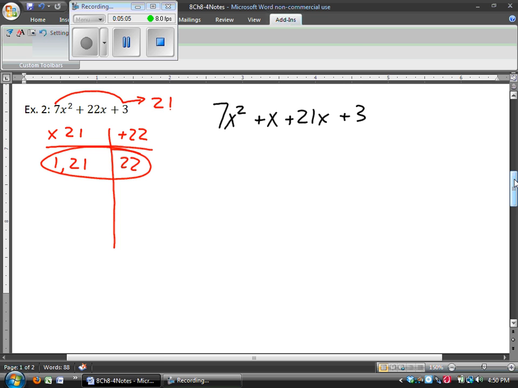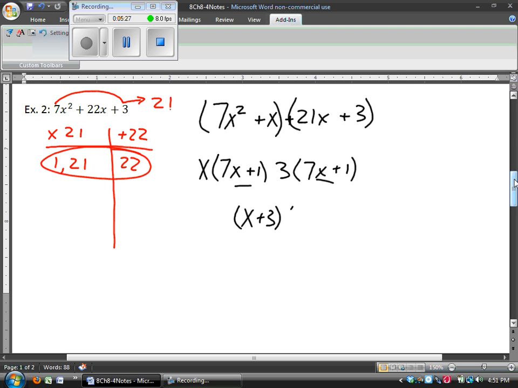Okay? We have 4 terms, so we group it. I see in the first term, all I can pull out is an x, which leaves me with a 7, an x, and a plus 1. I can pull a 3 out of the second term. 21 divided by 3 is 7x. 3 divided by 3 is 1. They're the same. So I end up with x plus 3 times 7x plus 1.